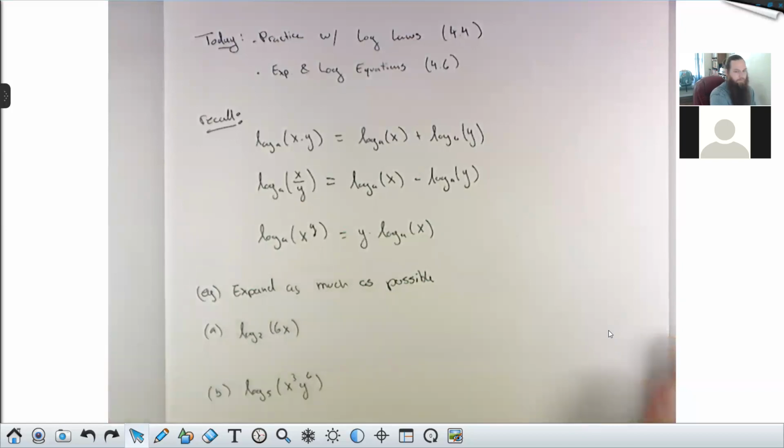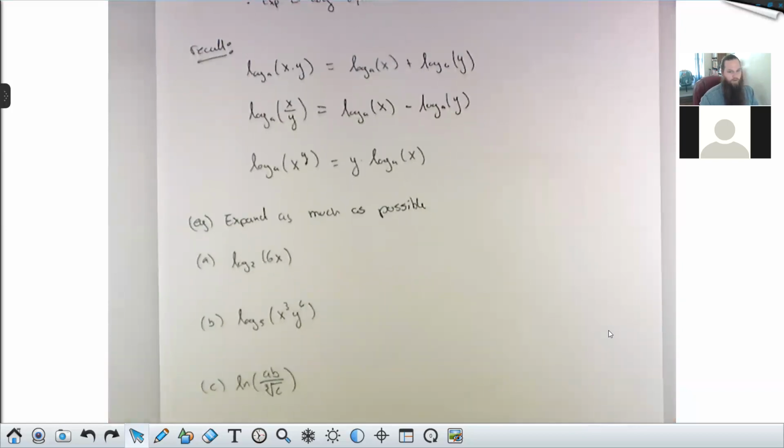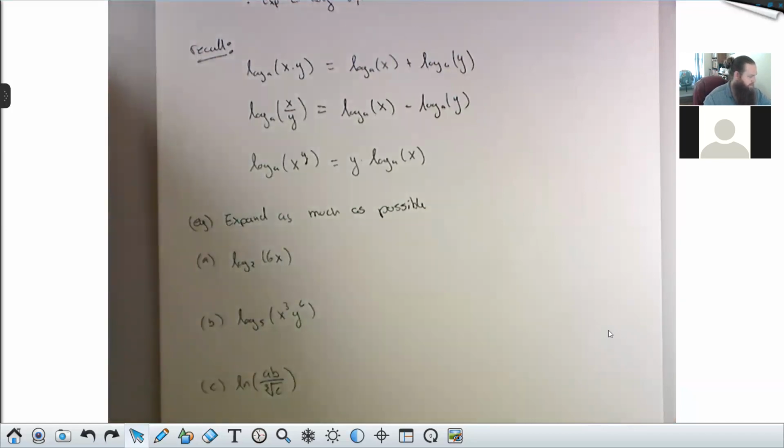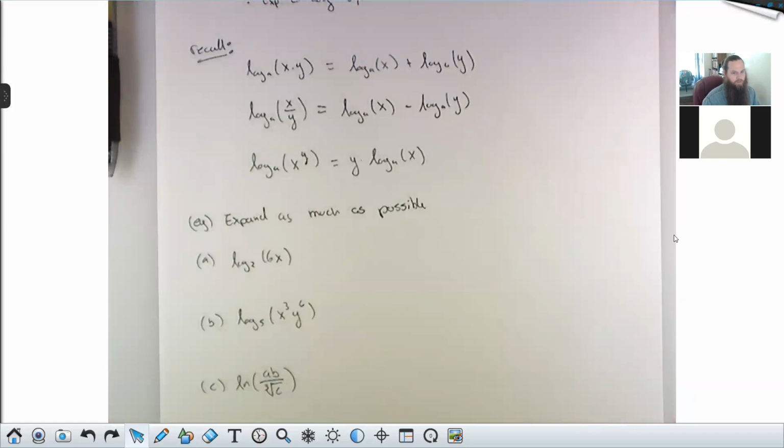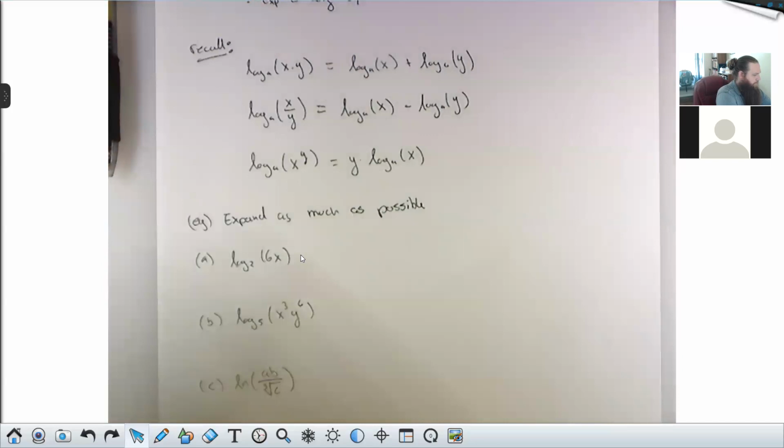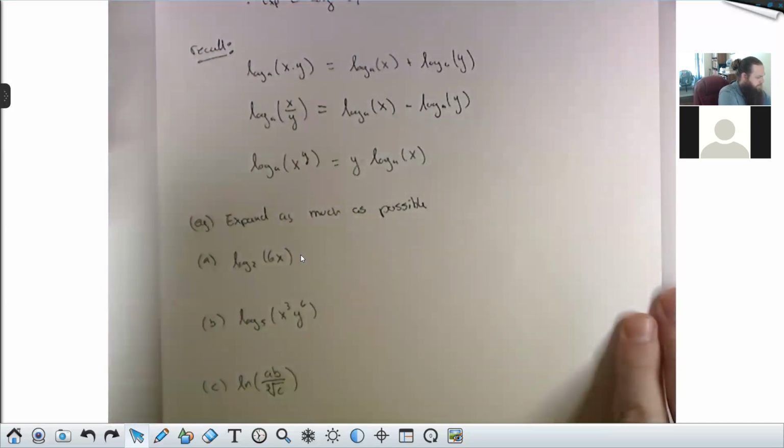All right, so I want to use my rules up there to try and expand these as much as possible. In other words, every instance where I can apply one of these rules going from left to right, I want to do that here. All right, let's number the rules. We call these 1, 2, and 3.